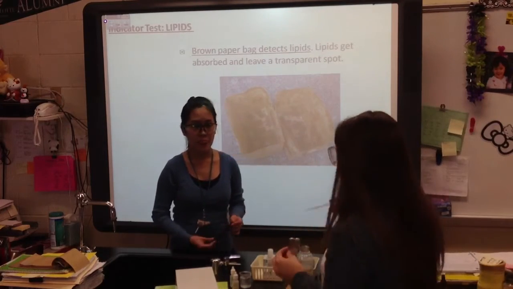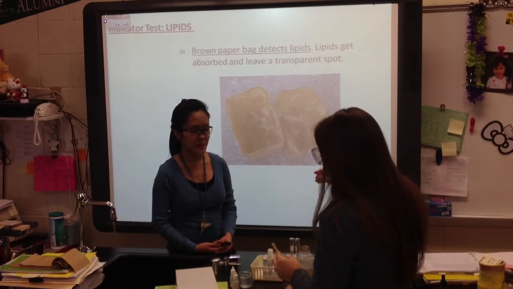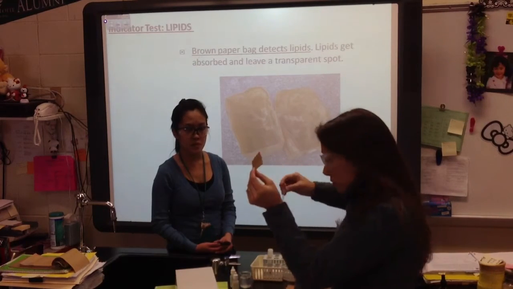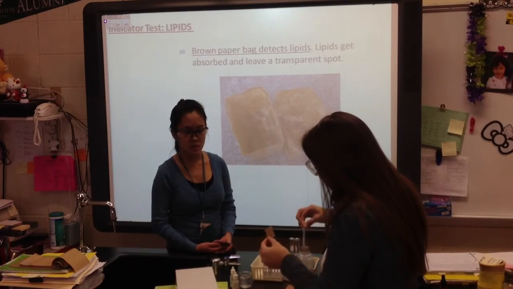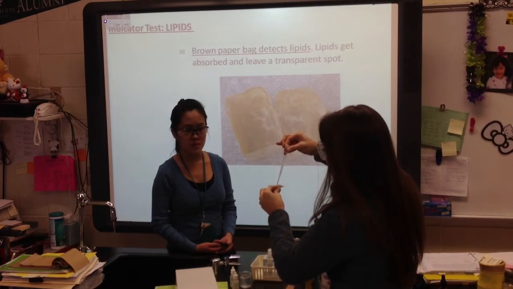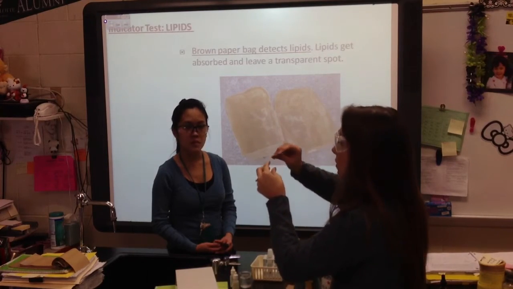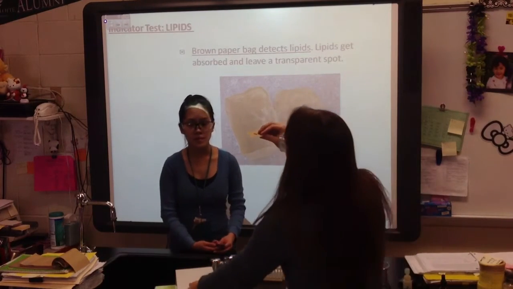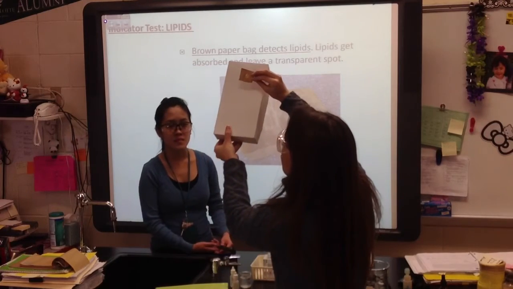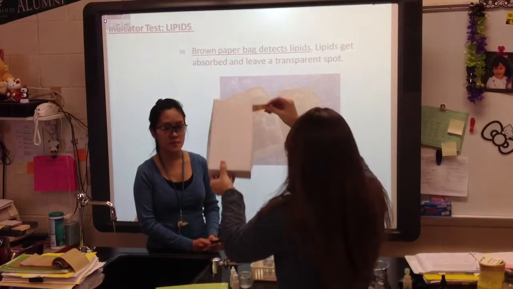This test will be a little bit different. You don't need a test tube. You just need a piece of brown paper bag. And you're not going to add water to it. You're just going to add your sample directly to it. And when you put 2 drops of lipid or oil onto a brown paper bag, you'll actually be able to see a grease spot, and it will be transparent through the light.